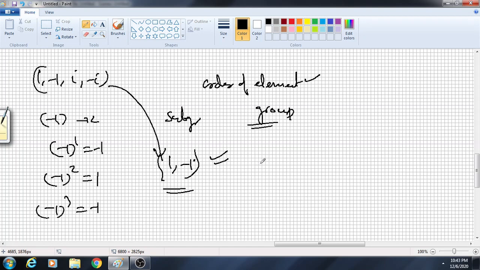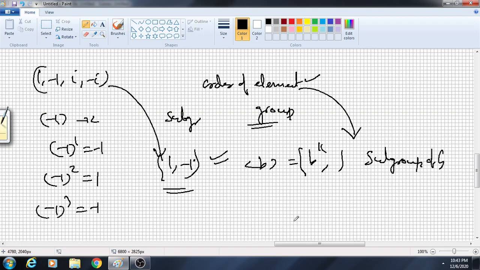So actually, if you have an element b of a group, the set generated by b, that is, I'm going to take the powers of b raised to k, will actually be a subgroup of G. If you take a generator, that will actually be the original group, but if it is not a generator, you will still get a subgroup of G. So the order of an element will actually be the number of elements of that subgroup. That is why we are talking about the order of an element: you are actually finding the number of elements of the subgroup generated by that element.